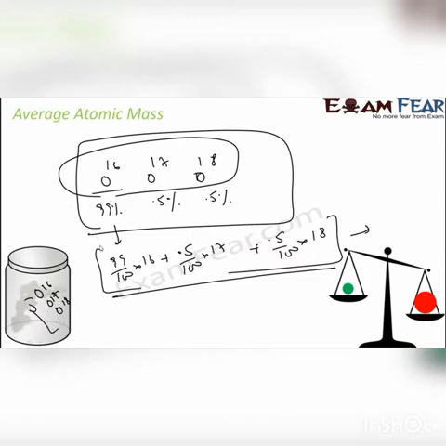We know oxygen 16 is 99%, oxygen 17 is almost 0.5, oxygen 18 is almost 0.5. So we take the average of this and we get some value, mostly 16 point something, I'm not sure of the exact value. That is the average atomic mass for oxygen. Similarly, for all the elements, you can find the average atomic mass, that is the average of atomic mass of all the isotopes available in nature, based on the percentage of their availability.